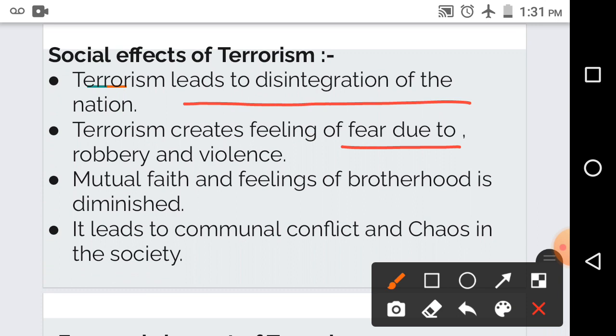Even education suffers adversely in terrorism-affected areas. As a result of terrorism, mutual faith and feelings of brotherhood are diminished. Many times it leads to communal conflicts and social arrangements are shredded into fragments. People cannot celebrate social functions with enthusiasm, and because of this, the interrelation connecting people, the brotherhood, is disrupted.